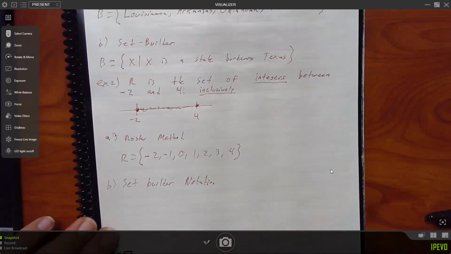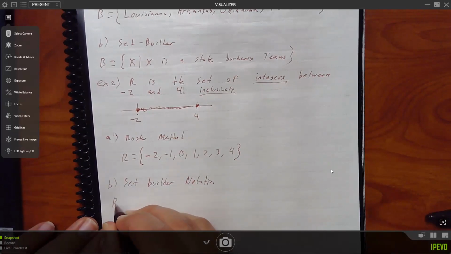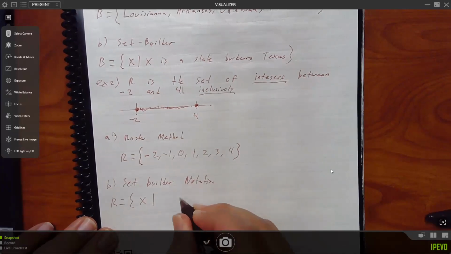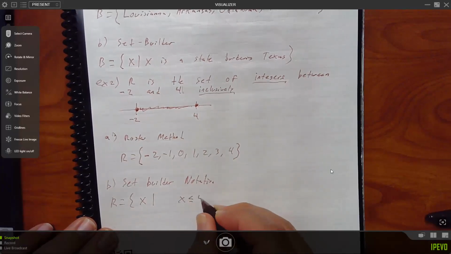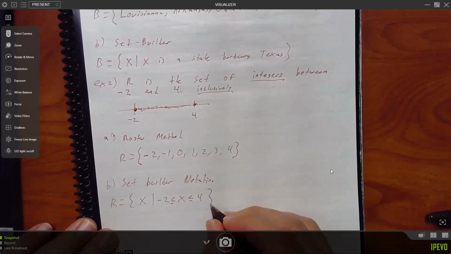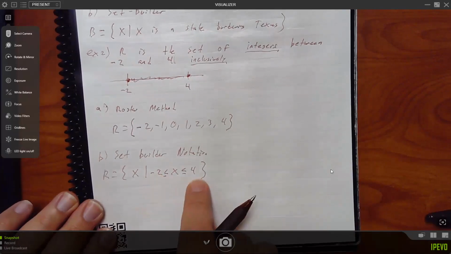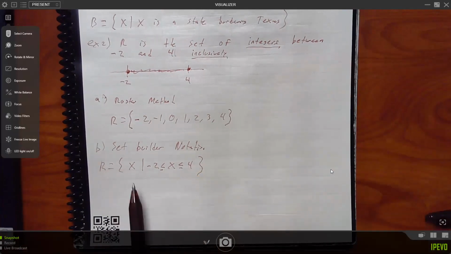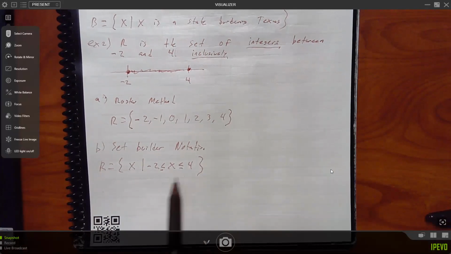Right, you would say R is equal to the set X such that X is between 4 and -2. So here you actually put the inequality. See what I mean? So roster, you list the elements. Set builder, you put the inequality. So you first write the variable, and then you say what the variable is doing. That's what set builder does.